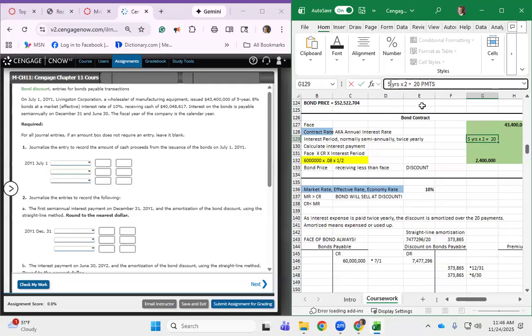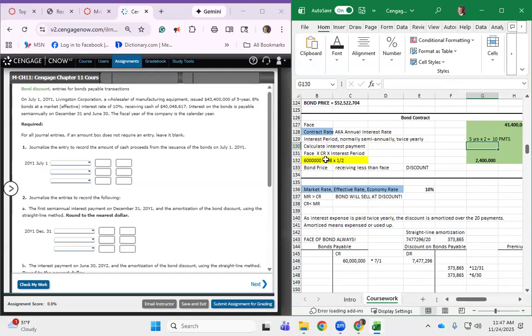If something's going to be paid twice a year, then we take 5 years times 2, and there will be 10 payments of interest to the bondholders over this period of 5 years. That's an important piece to understand. So I'm going to put 5 years times 2 is 10 payments. Okay, that's good to know.